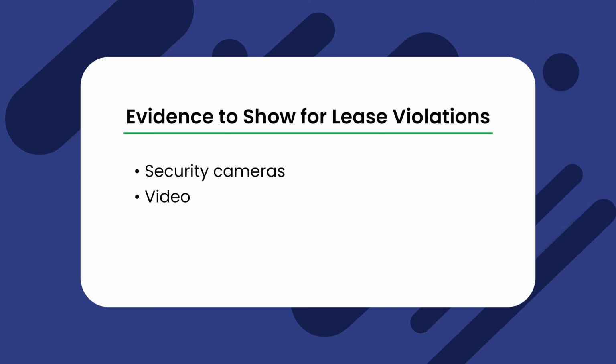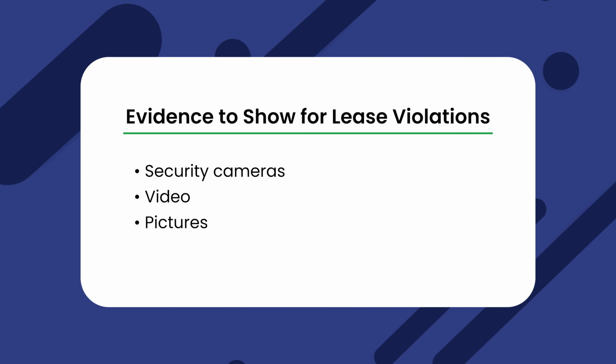Video. If you don't catch them in the act, the next best thing is to record a video with your phone of any damages or the lease violation. Pictures. They say a picture is worth 1,000 words. In this case, a picture could be worth thousands of dollars. Even if you take a video, it's important to show the judge any pictures too, as it's usually easier to see by email or printed.